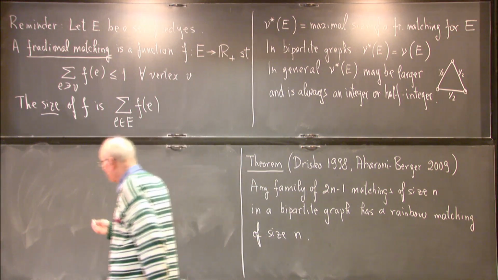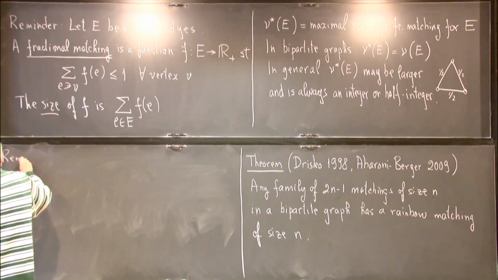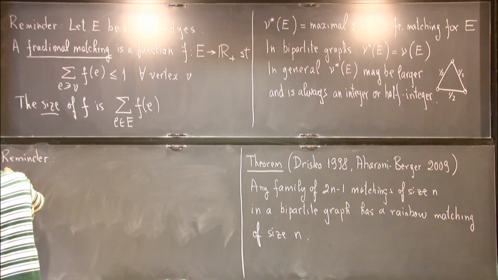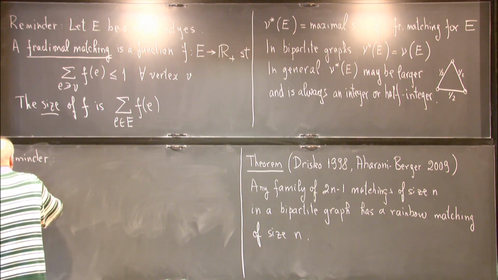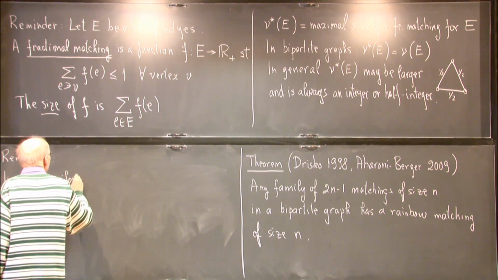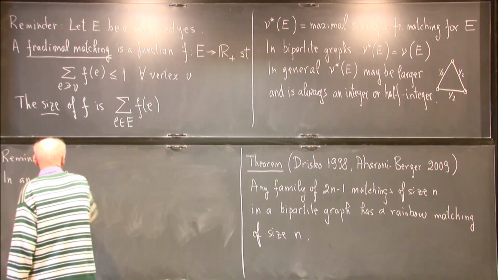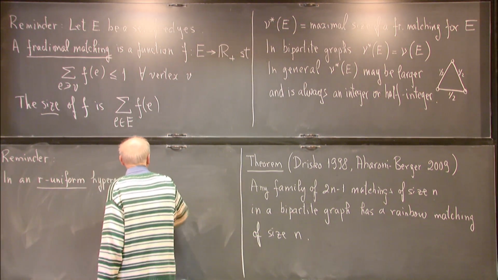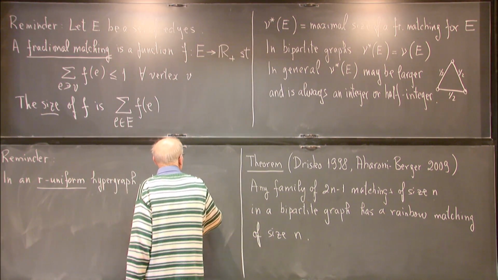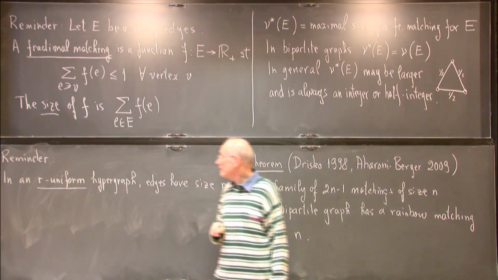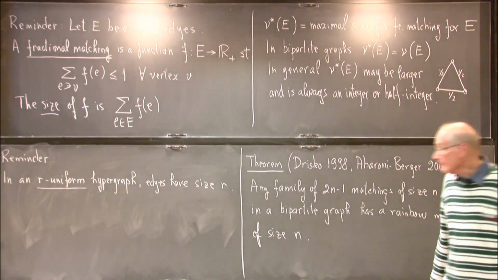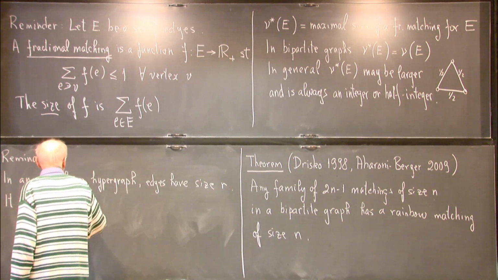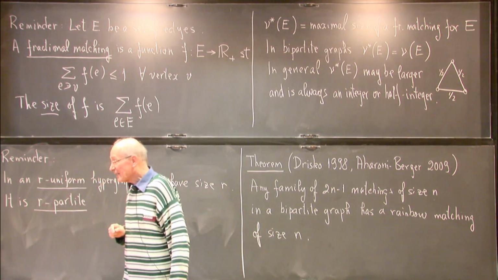So again, a reminder. In an r-uniform hypergraph, edges have size r. So a graph is a two-uniform hypergraph. And it is r-partite. This is the analog of bipartite for graphs.